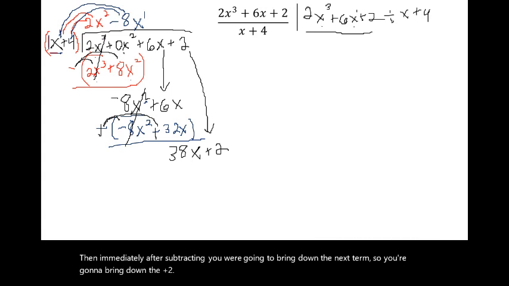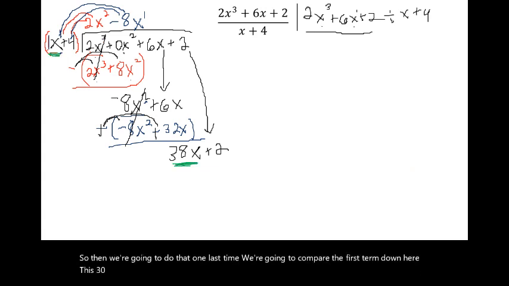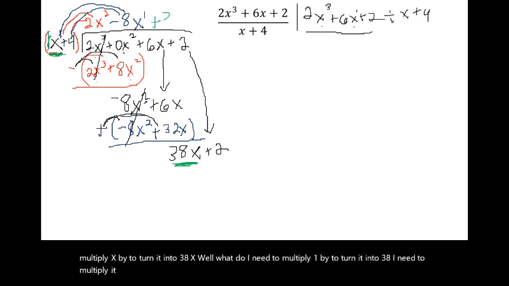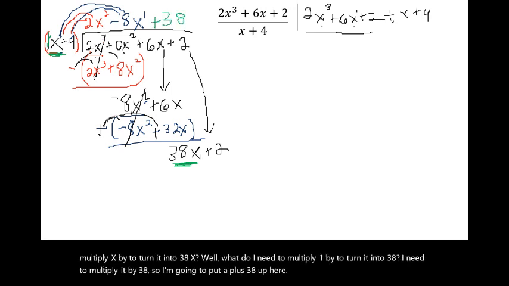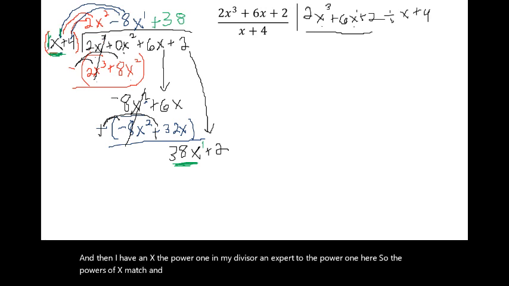So then we're going to do that one last time. We're going to compare the first term down here, this 38x, to this first term in the divisor x. And we're going to ask ourselves, what do I need to multiply x by to turn it into 38x? Well, what do I need to multiply 1 by to turn it into 38? I need to multiply it by 38, so I'm going to put a plus 38 up here. And then I have an x to the power 1 in my divisor and an x to the power 1 here. So the powers of x match, and we don't need any more powers of x.